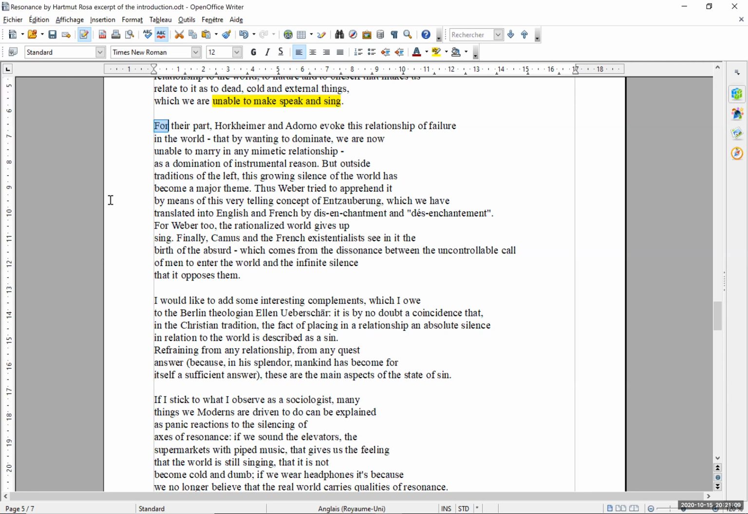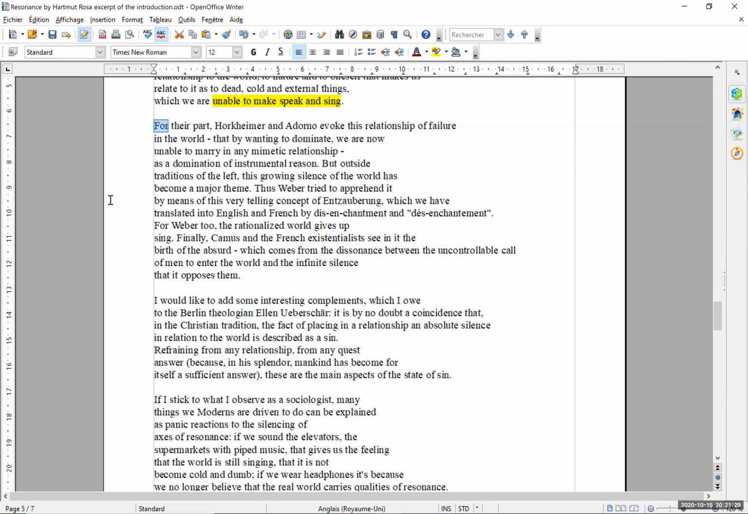For Weber, the rationalised world gives up singing.